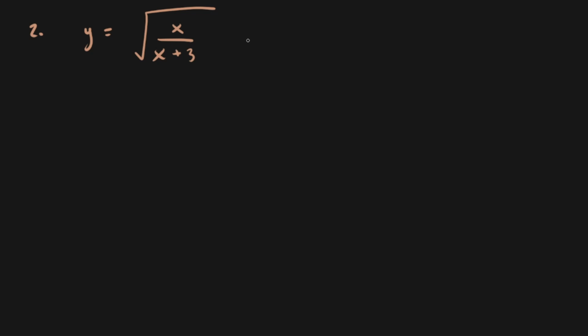For our next problem, let's take the derivative of the square root of x over x plus 3. We're going to have to use the chain rule for this problem. And similar to what we did last time, let's write f prime of x is equal to f prime of g of x multiplied by g prime of x.